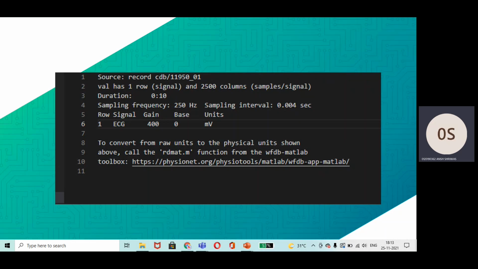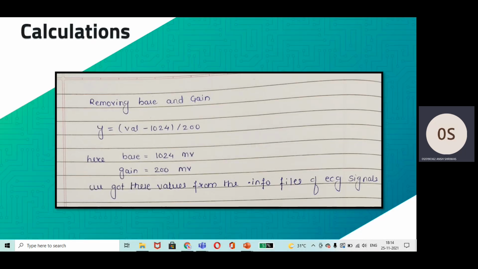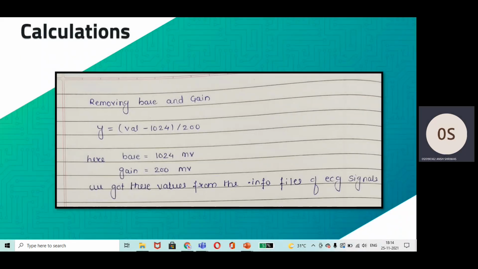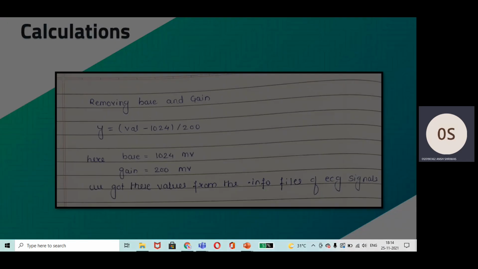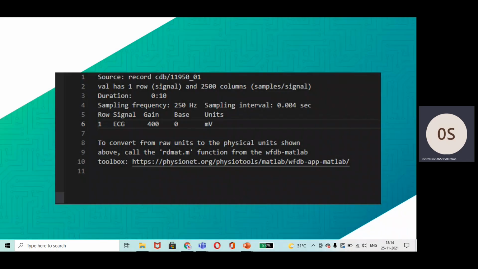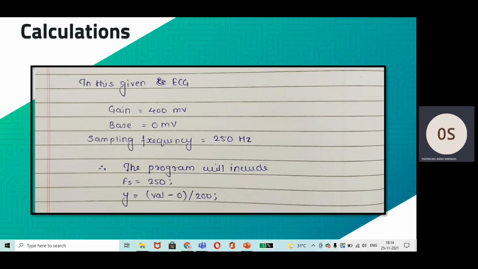So this is the file. Here you can see the sampling frequency is 250 Hz. This is for another record. Sampling frequency is 250 Hz, gain is 400 and base is 0. So the statement will be y equals val minus 0 divided by 400, and sampling frequency will be 250. Here we have derived the same.